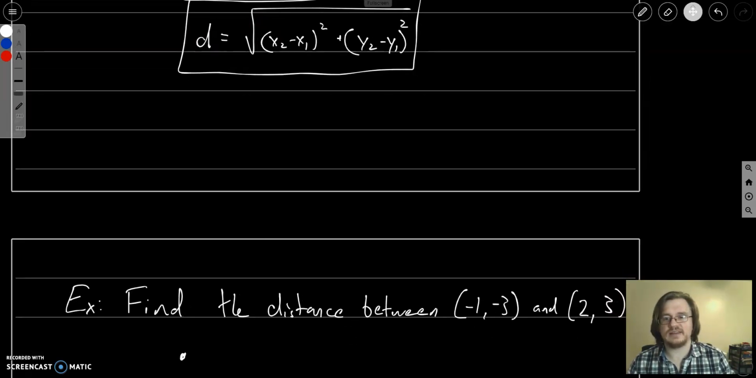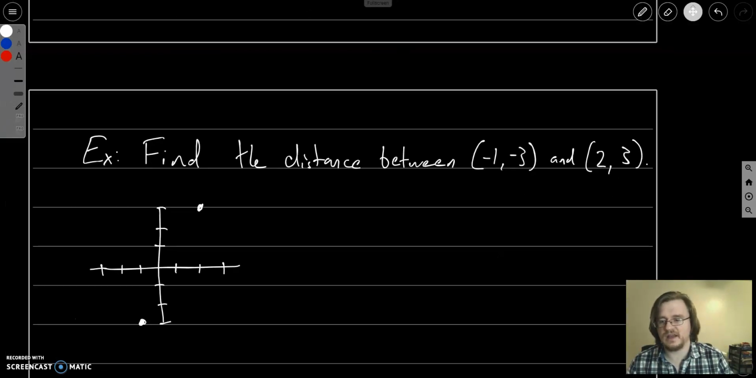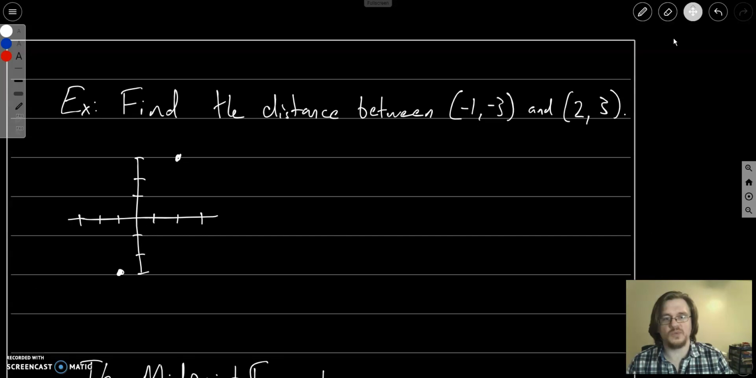So let's apply that. Let's find the distance between -1, -3, and 2, 3. So we'll come back to this formula in a second. I have a picture here. So we want to find the distance from -1, -3, and 2, 3. So it's the length of this line, approximately. So I need to go from here to here. So if I wanted to, I could draw a triangle, and I'm looking for the length of this side. So all I need to know is the length of the other two sides, and we're good to go.